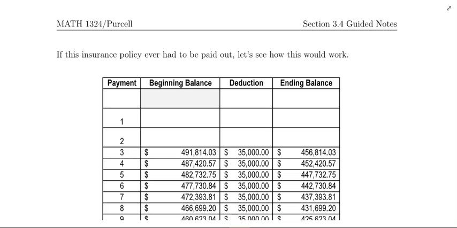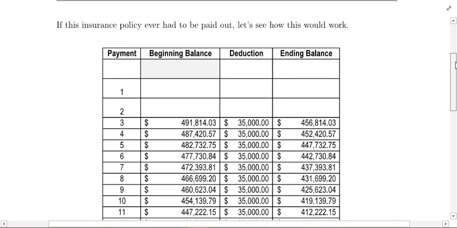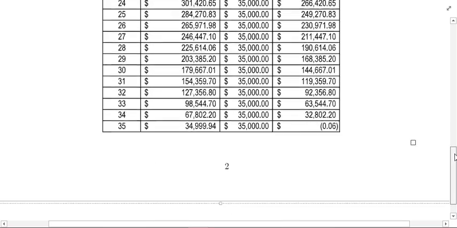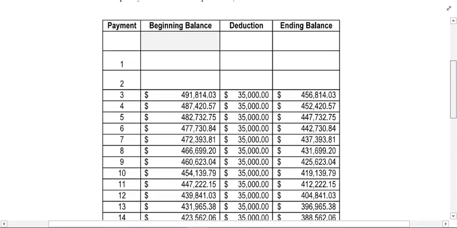On page 2, I have a mapping done so that we can see how this insurance policy would be paid out if it ever had to be paid out. Okay, so if you take a look at this, I've got this table built on page 2. It takes up the entire page. So let's talk a little bit about what I have here.